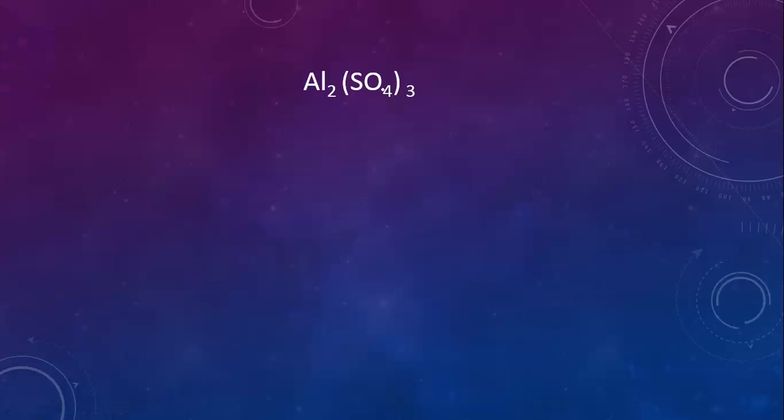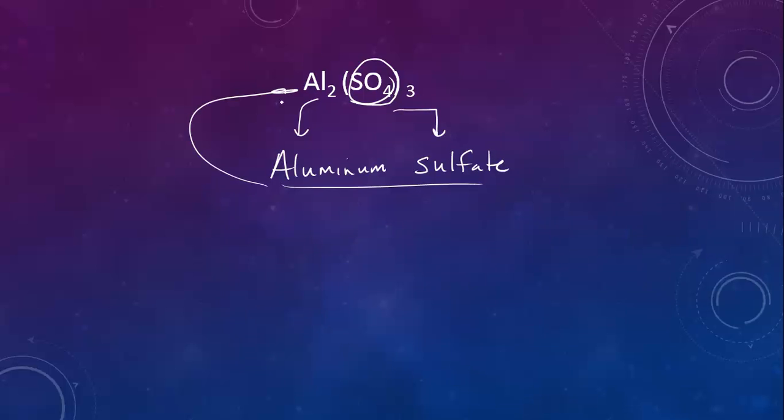How about this one? Okay, so aluminum is always plus 3, so no worries. Aluminum. Here is a polyatomic ion. You never ever change polyatomic ions' names. It is sulfate. It remains sulfate. Aluminum sulfate.